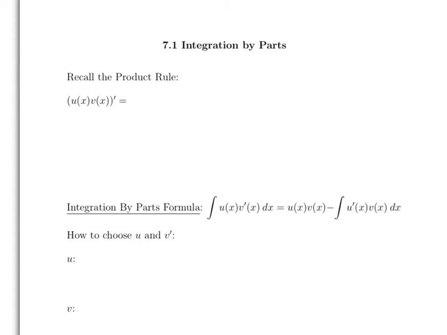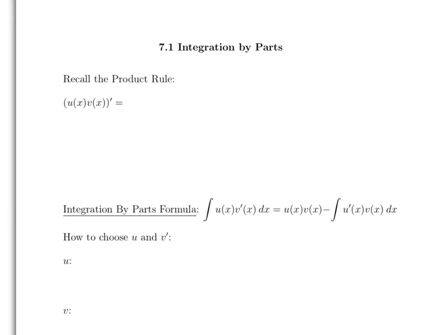We have the substitution rule, which is related to the chain rule. Now we're going to try to figure out a way to undo the product rule. If you remember the product rule, you have a u and a v multiplied together, so two functions. If you take the derivative of that, you get the derivative of the first times the second, plus the derivative of the second times the first. So that's your product rule, hopefully you remember from Cal 1.